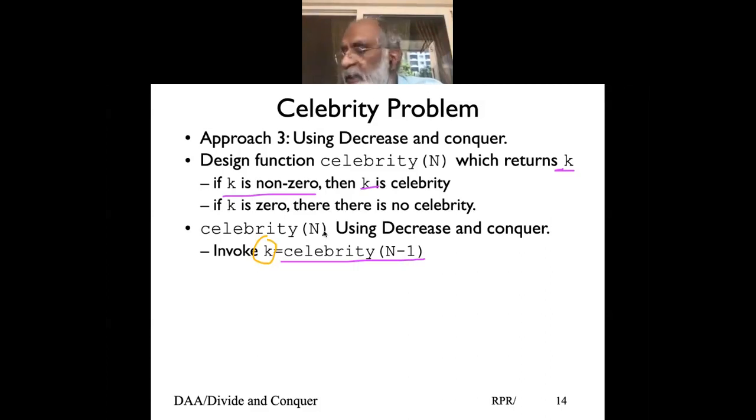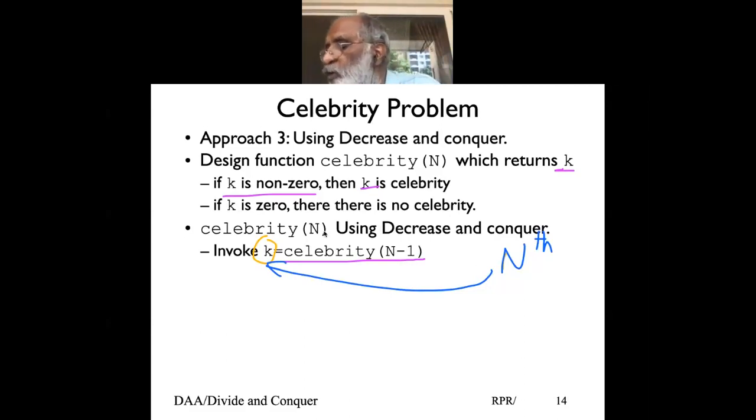But for a real celebrity, the nth person also must know this kth person, and this k should not know the other person. So we still need to ask two questions, and that means we're doing order one work. So if celebrity n minus 1 returns k, and k is non-zero, and the other person knows k, and k does not know n, then we can say k is the celebrity.